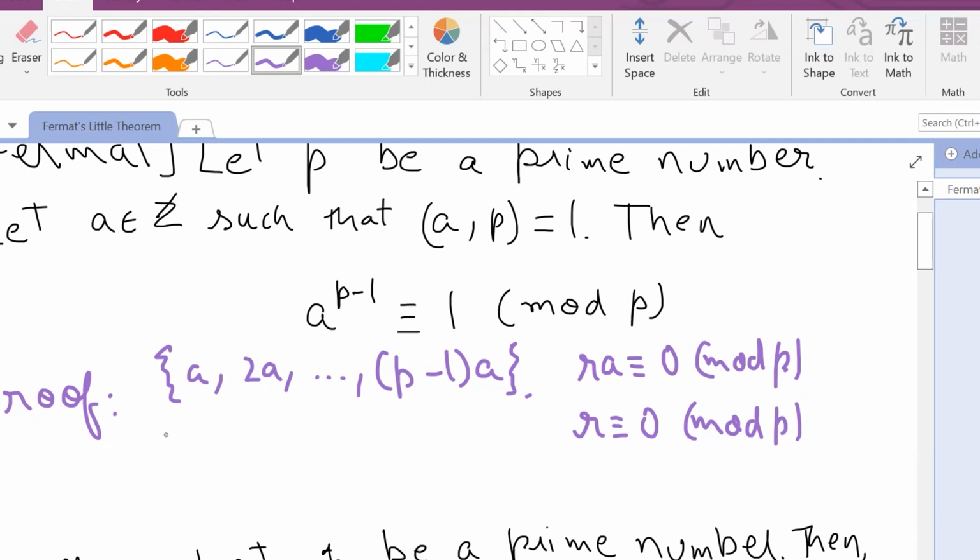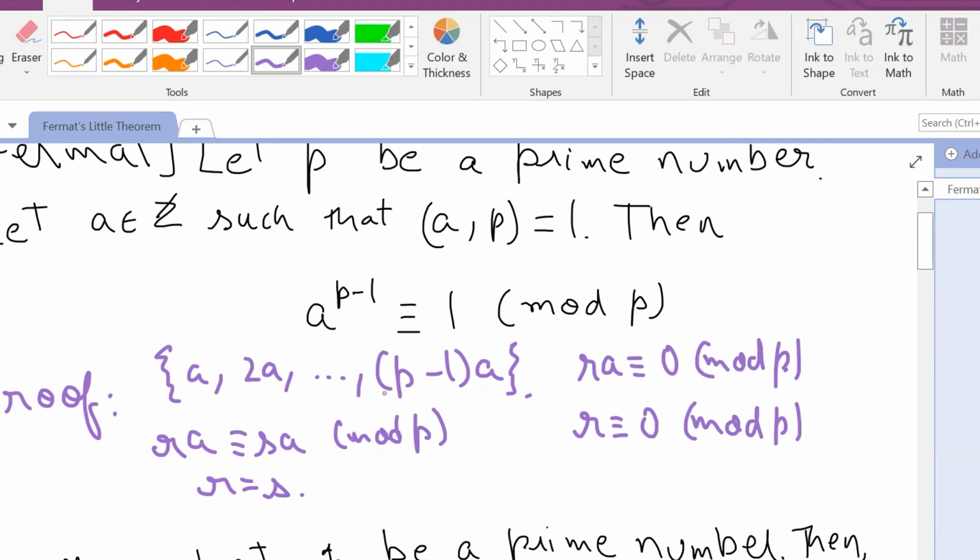Why is that true? Let's see what happens if RA is congruent to SA for some R and S in the set 1 to P minus 1. If that happens, a similar argument applies: because GCD of A and P is 1, R is congruent to S, therefore R is equal to S. Both of them would essentially be the same element, regardless of whatever remainder they give. Therefore, we have P minus 1 distinct remainders, and they are all from 1 to P minus 1. Why is that? Because of the division algorithm. Therefore, each remainder occurs at least once.